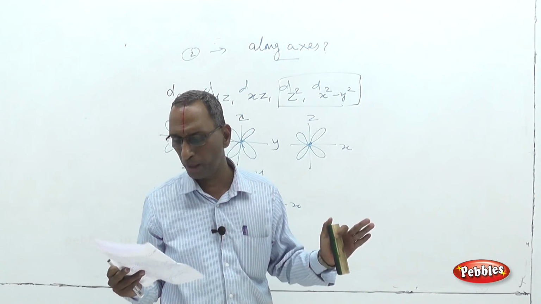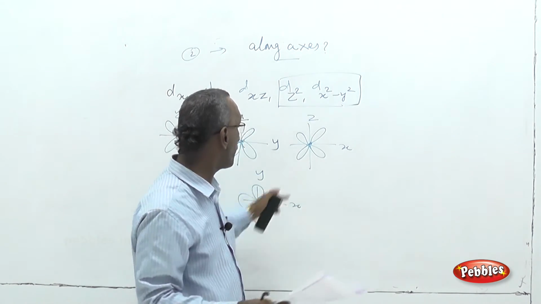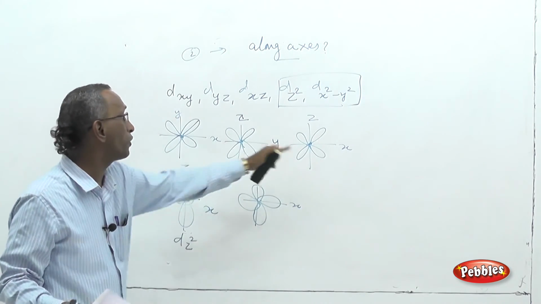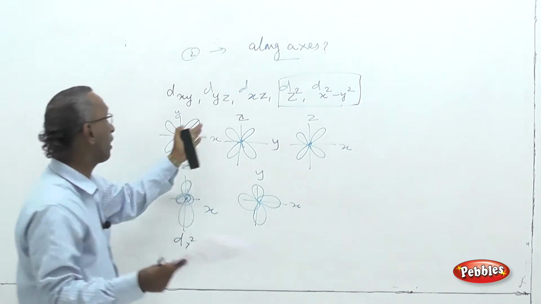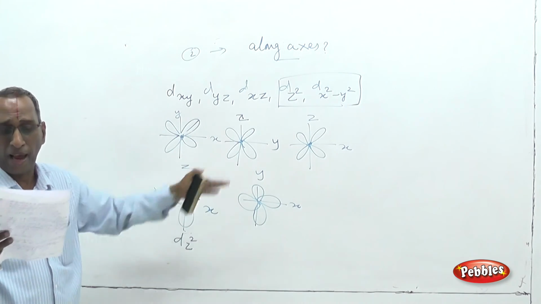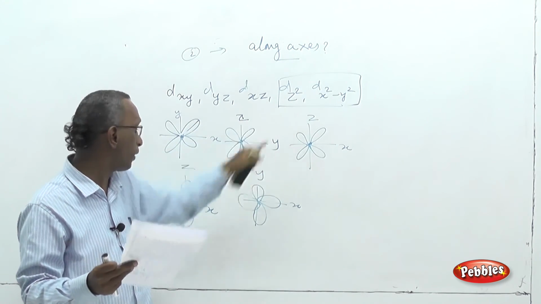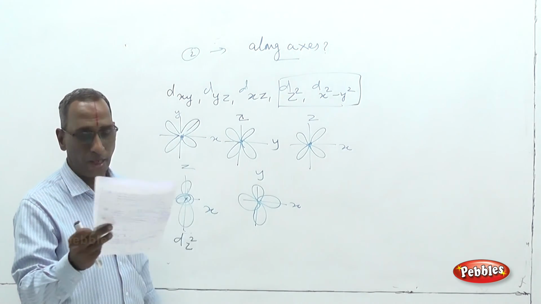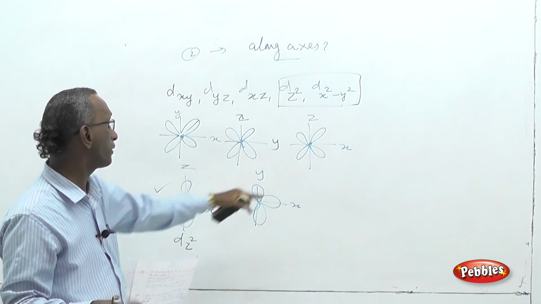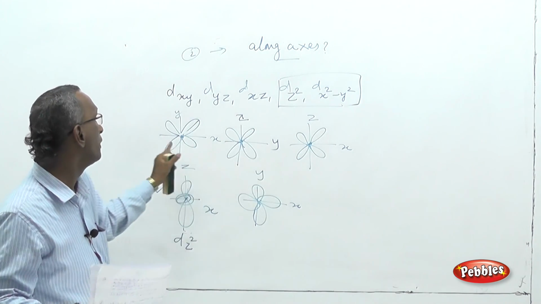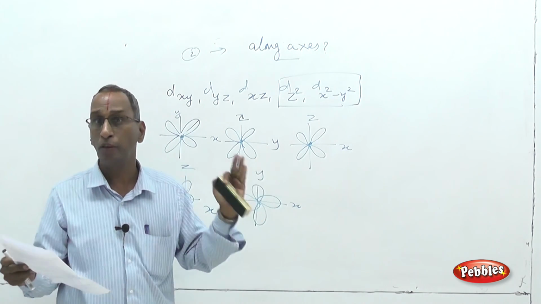The first choice reads dz squared and xz. dz squared is correct, xz is not correct. The second choice reads dxz and yz. They are not correct; they are not along the axis. The third choice, the correct choice, is dz squared and x squared minus y squared. The fourth choice, xy and x squared minus y squared: xy is not along the axis. In this way you have to note it.